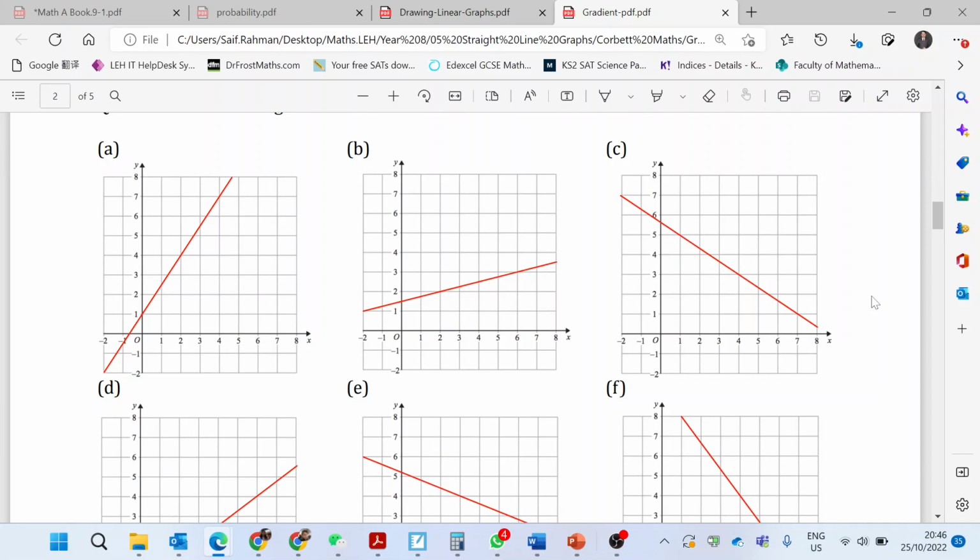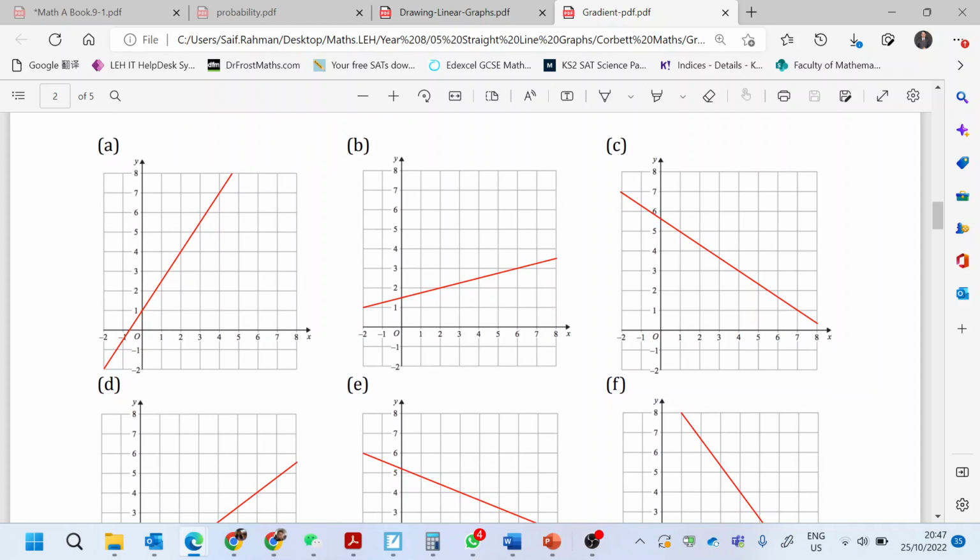Okay, hello everyone, and in this video, we'll study how to find the gradient of a straight line. Here is a straight line we can see, and this one is the y-axis, and this one is the x-axis. So this line is crossing at one on the y-axis.